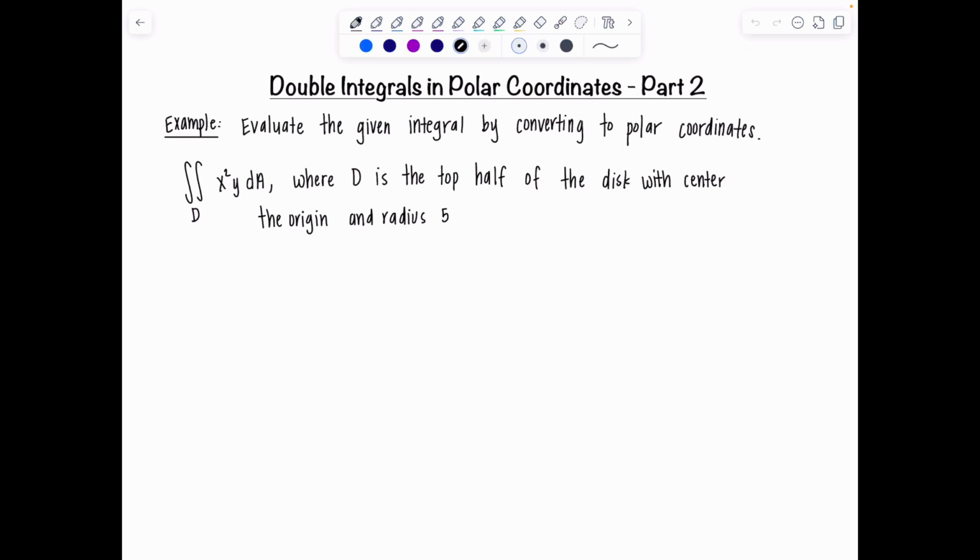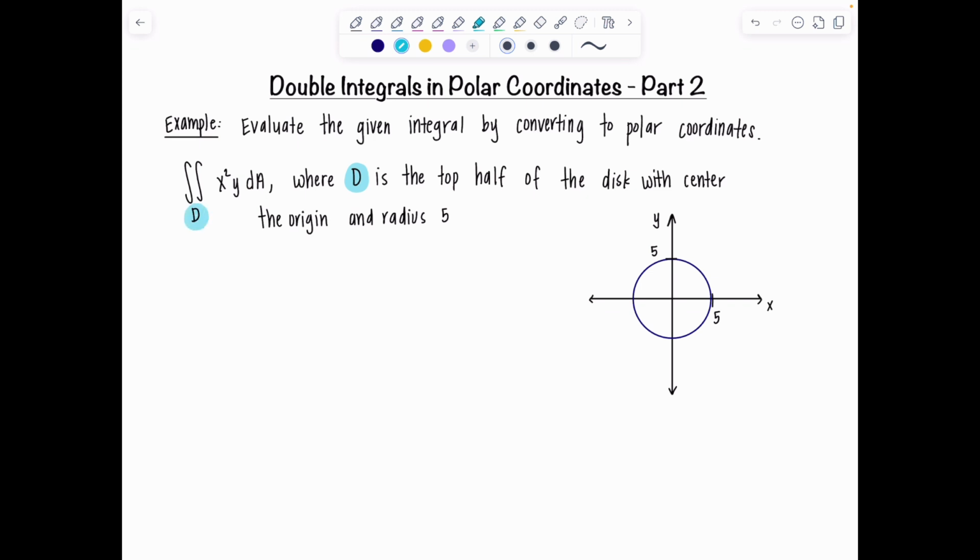Okay, first things first, we're graphing. So we have just the top half of a disk centered at the origin, radius 5. So we're just in 2D. Let me draw a disk. That looks about right. Centered at the origin and the radius is 5. Now, this region D is only the top half of the disk. So only this portion here.